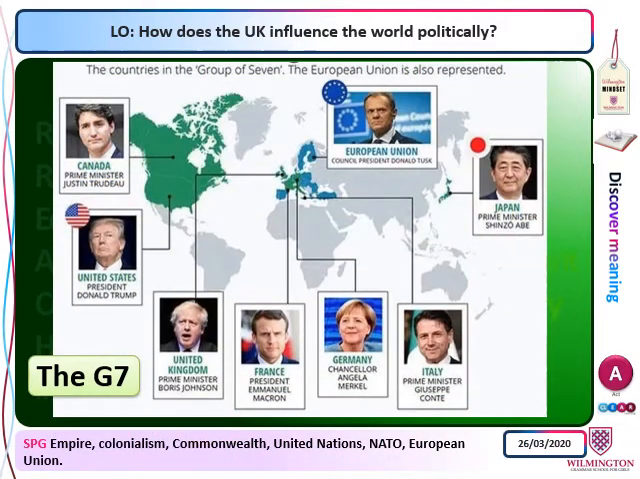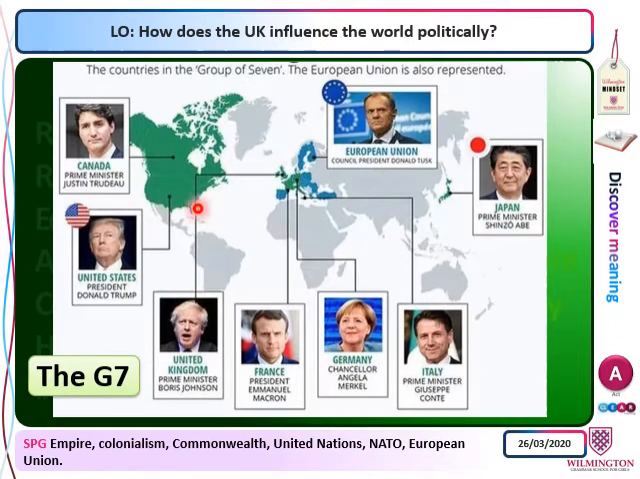Let's start off then by looking at the G7, the group of 7 countries. Now, this is from a summit which involved the EU, so it was G7 plus the EU. So here we have Donald Tusk, who is the president of the European Council. We've got Justin Trudeau, who's the Prime Minister of Canada. Good old Trump, who's the President of the United States.